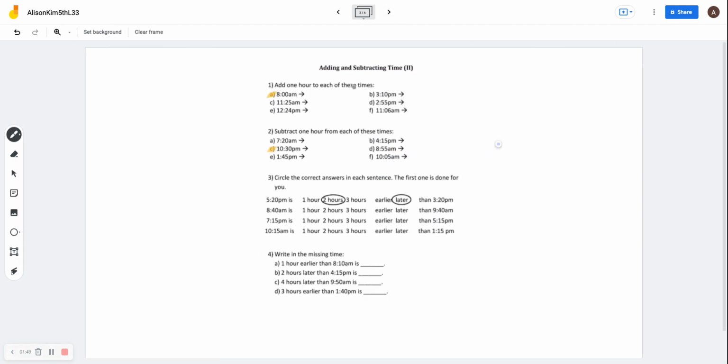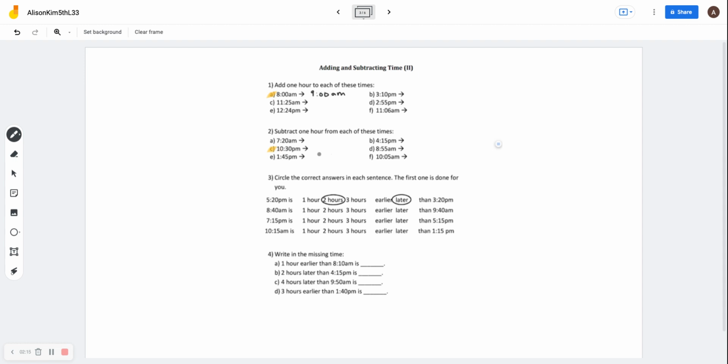Now we're going to be once again adding and subtracting time. Number 1 says add 1 hour to each of these times. So letter A says 8 o'clock a.m. And since we're going from early in the morning, our units will stay the same and just be a.m. because it's before 12, right? And then 8 plus 1 is just 9, so it's just going to be 9 o'clock a.m.